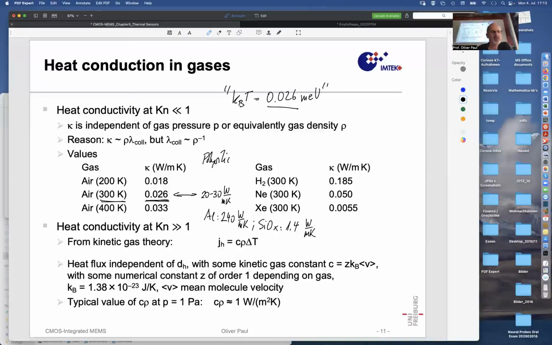So what else do we see here? Colder air conducts less. I think there is some square root of T law in here. I'm not sure exactly. I don't have this ready in my head, but we also see that lighter gases, made of lighter molecules, conduct more. Hydrogen has a higher thermal conductivity than heavier gases, xenon, for instance, or neon. No, neon is lighter than air. Xenon is heavier.